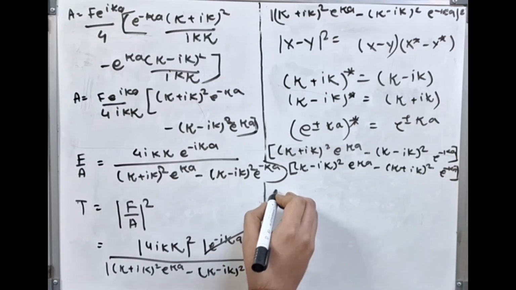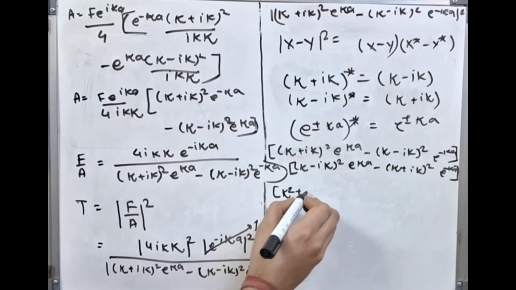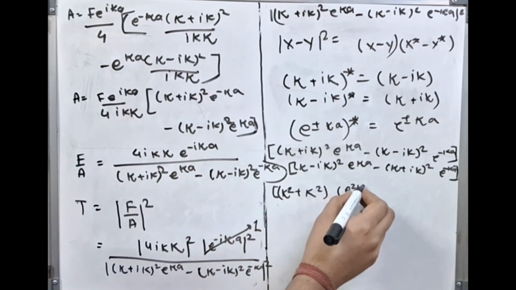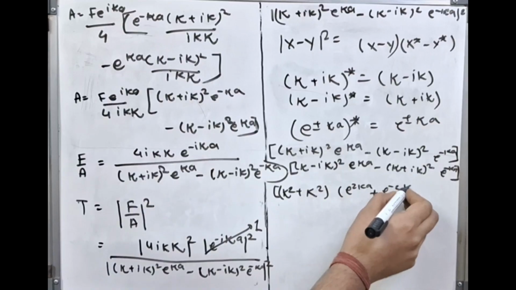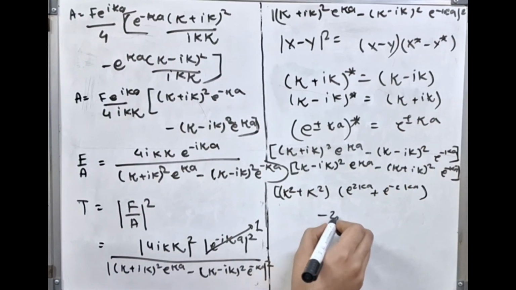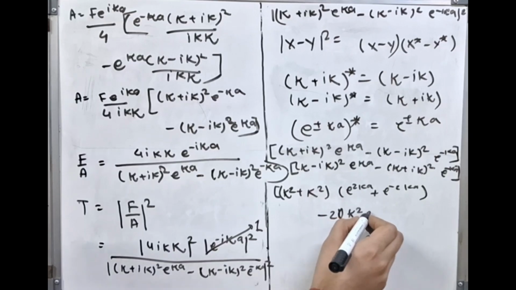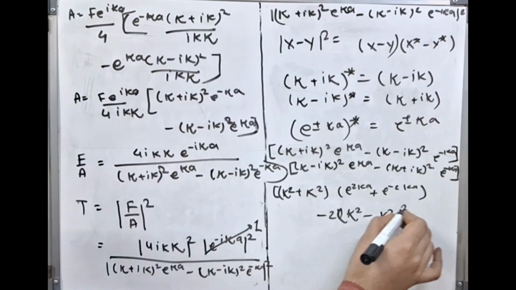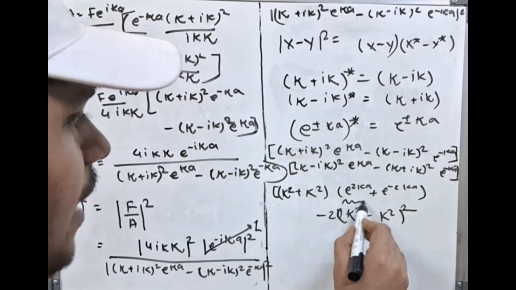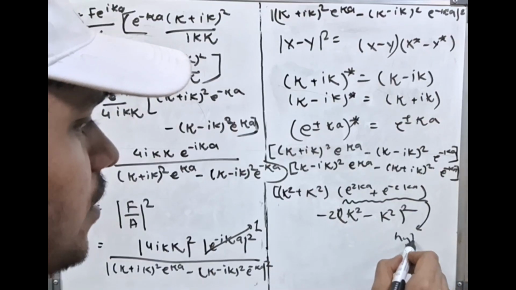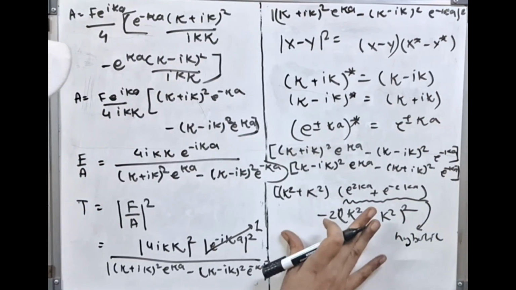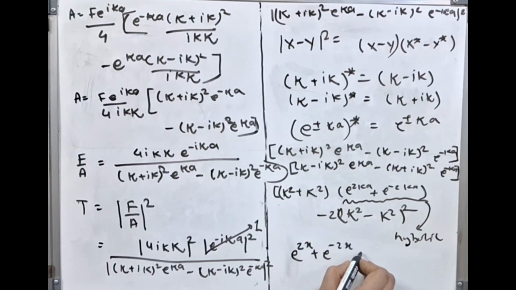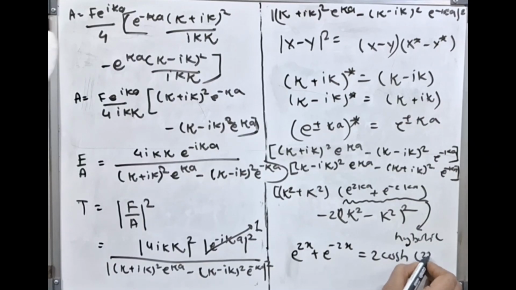So if we expand this more, we have (κ² + k²)² e^(2κa) + e^(-2κa) - 2 times (κ² - k²)². If you look carefully, this looks like a hyperbolic function which has a value. We can write it in the form e^(2x) + e^(-2x) is 2 cosh 2x.